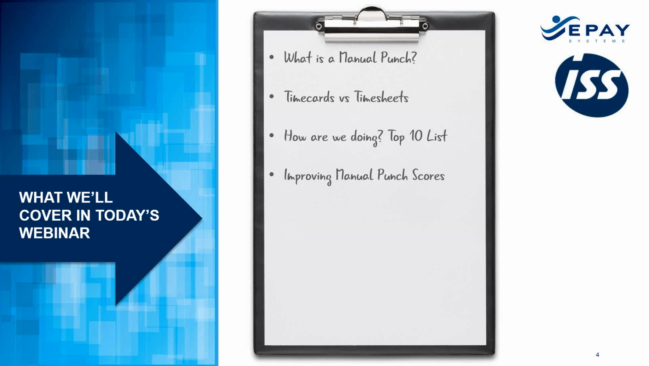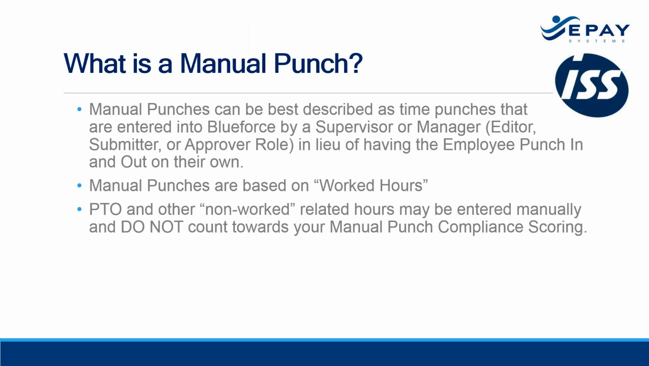Now, the first question obviously becomes, what is a manual punch? A manual punch can be best described as a time punch that's entered into Blueforce by a supervisor or manager, and more specifically the editor, the submitter, or approver role, in lieu of having the employee punch in and out on their own. So essentially we're giving the employee a pass per se and keying in their time into the system, which is not the way Blueforce is intended to be used.